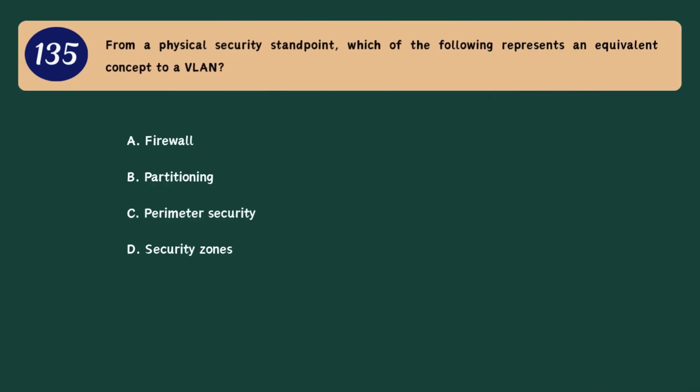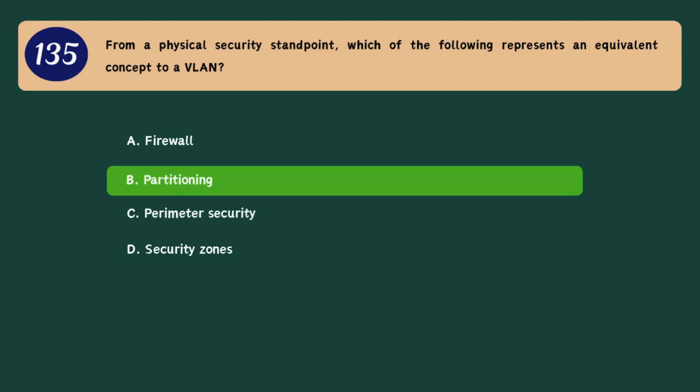Question 135. From a physical security standpoint, which of the following represents an equivalent concept to a VLAN? A. Firewall. B. Partitioning. C. Perimeter security. D. Security zones. Correct answer. B. Partitioning.